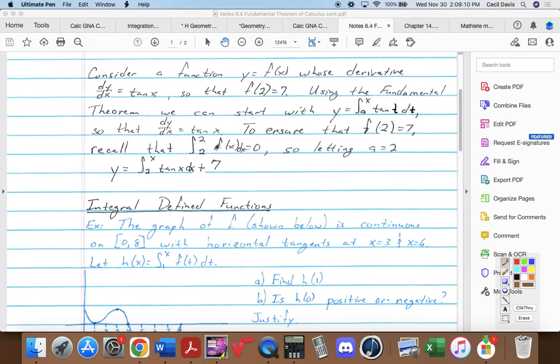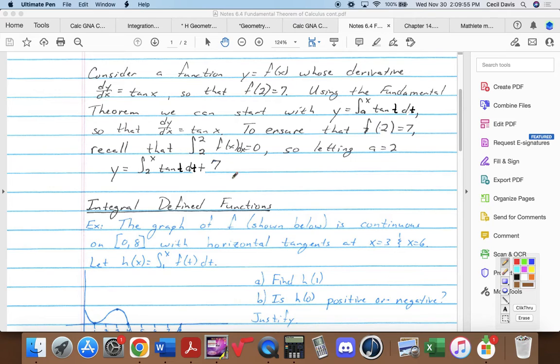If you remember, the integral from 2 to 2 of f of x dx, no matter what this function is going to be 0. We haven't gone anywhere. So what we can do is let a be equal to 2, so that we can do the integral from 2 to x of tangent of t dt, plus 7. So now we've fulfilled both of the qualifications.